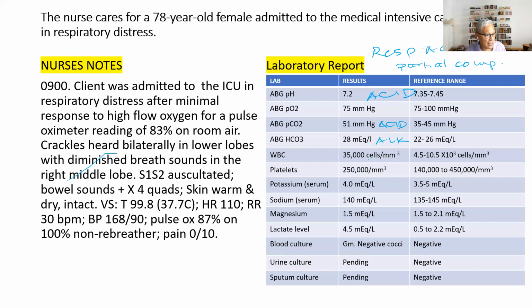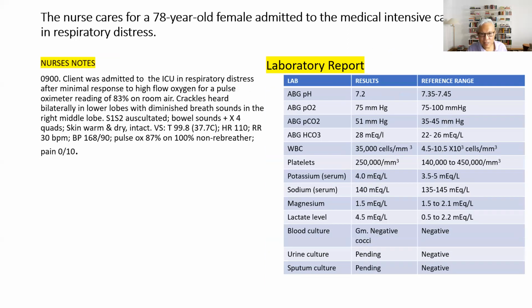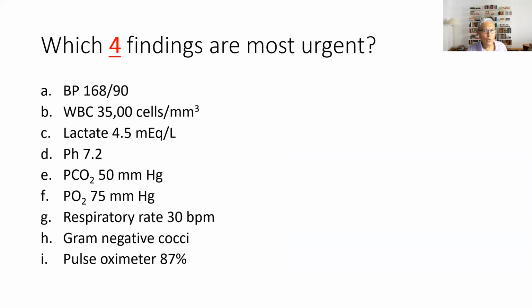So we also see that the patient has a high WBC, obviously, and the other things that are going to be abnormal over here are your lactate. Oh my God, 4.5. Okay, and gram-negative cocci. Okay, so remember those findings. And now the question is, which four findings are the most urgent? Which four findings are the most urgent?